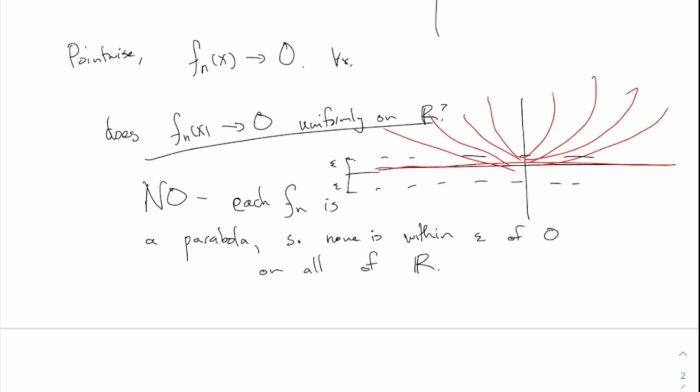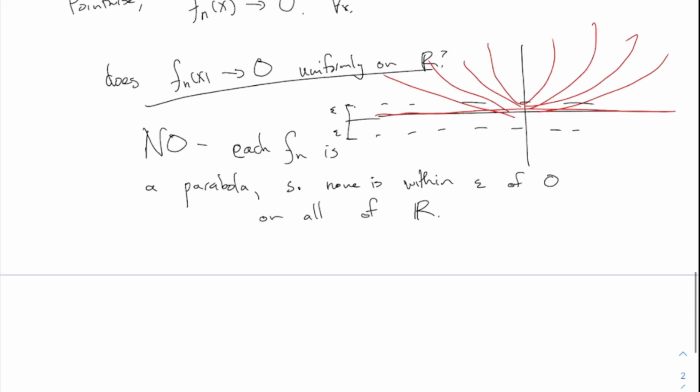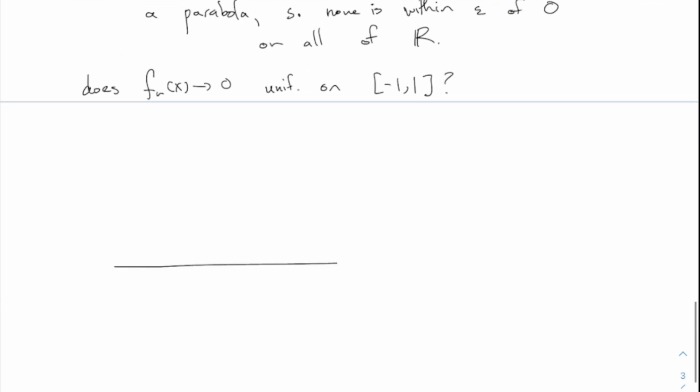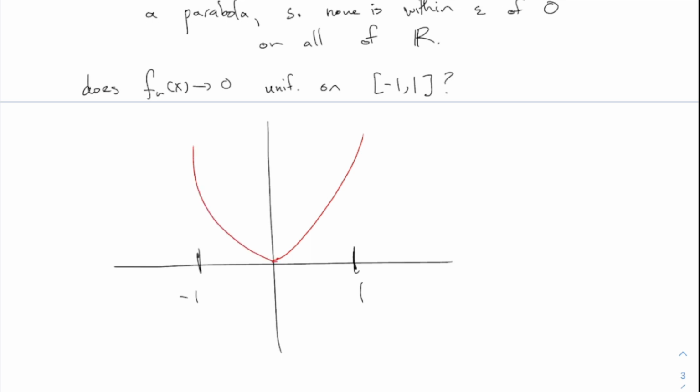We could think about other sets. How about the same function, but does Fn of x converge to 0 uniformly on, let's say, -1 to 1? So that means I only look here, and then I look at these functions, so that they are parabolas still, like this.